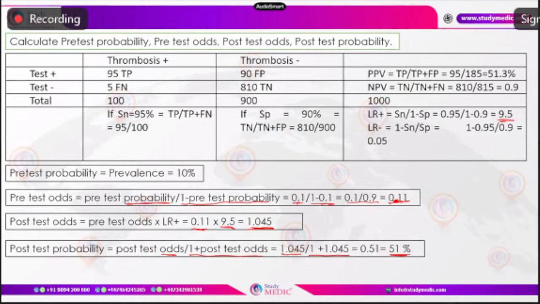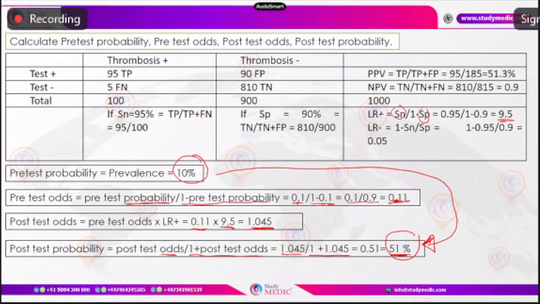Now, pre-test probability how much? 10%. Post-test probability how much? 51%. What is the meaning of this? After doing the test, the probability of detecting the disease or thrombosis has increased from 10 to 51%. And this increase in the probability of detecting a disease after doing the test depends upon the sensitivity and specificity.